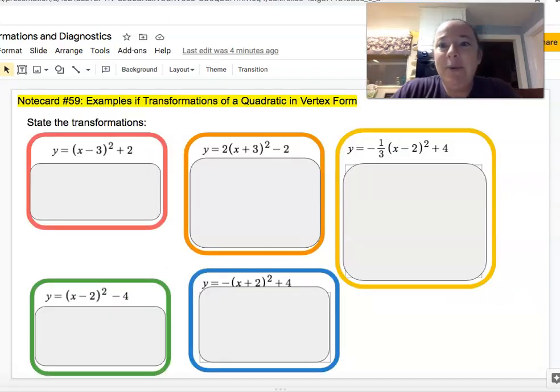Okay, good. Now we're on to some examples where I want you to state the transformations. I know some of you rushed to get the note card out and to get it finished, but I really wish you would just wait and listen, and then at the end of this, pause. At the end of me going over this, pause and write down your note card.